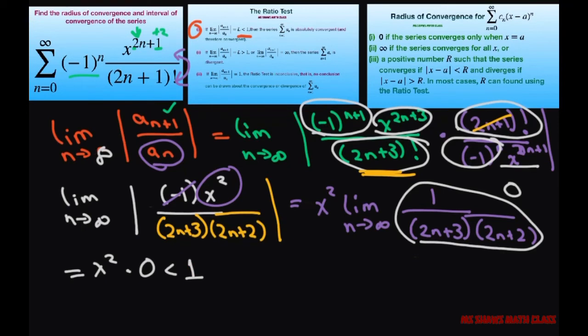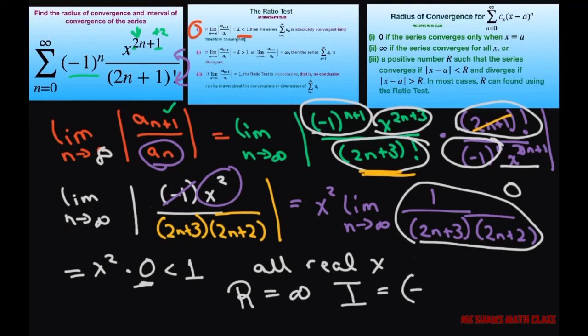Okay, so by our ratio test, our series converges for all real numbers x, because we have this 0 here. So it's for all real x. So your radius of convergence equals infinity, and your interval of convergence is going to be from -infinity to infinity because it's all real x.